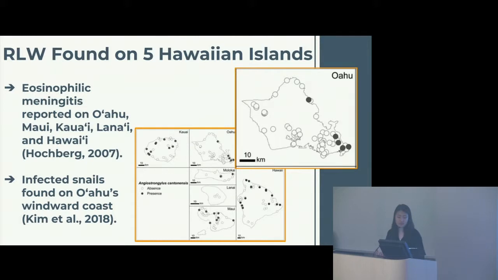So in terms of Hawaii, eosinophilic meningitis has been reported on 5 of the 6 main Hawaiian islands: Oahu, Maui, Kauai, Lanai, and the Big Island. And a 2018 mapping of the prevalence of rat lungworm in different snails that were collected along the 6 Hawaiian islands found that there were infected snails on Oahu's windward coast only, along with various locations on the Big Island, Maui, Molokai, and Kauai, but none on Lanai. You can see on those different maps, the dark spots represent the places that they found an infected snail.